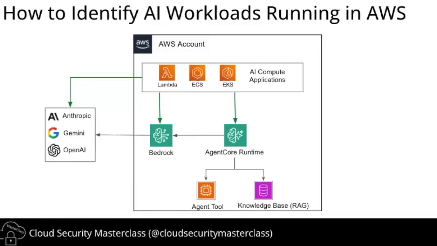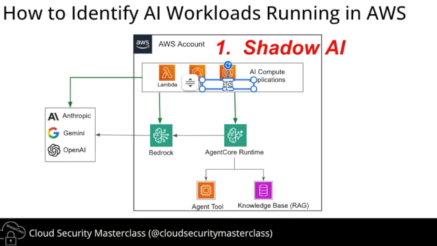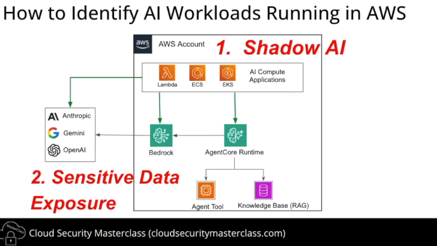Now, there are a few reasons why discovering AI workloads is becoming so important. First, shadow AI. Developers can integrate LLMs into cloud applications like Lambda, ECS, EKS without the security team even knowing. If you don't know these workloads are interacting with AI models, they can't be assessed or governed from an AI security risk perspective. Second, data exposure risk. Applications might send customer data, PII, source code, internal documents, or even secrets to external AI models.